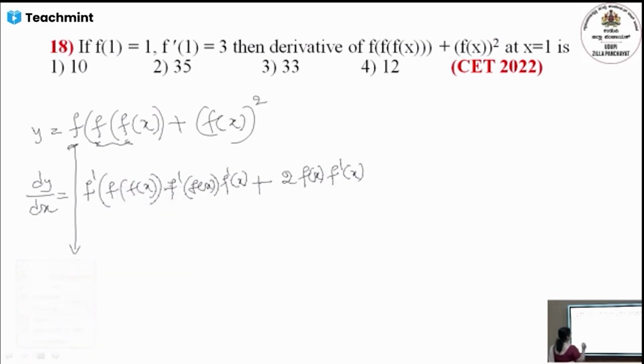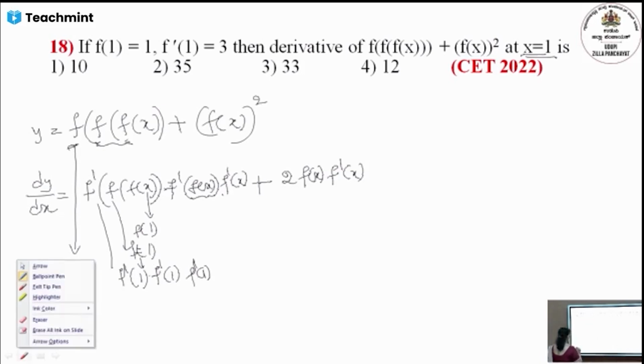So what I get now, I need to find the derivative at x equal to 1. So for this, if I substitute 1, it will be what? f of 1. And how much is f of 1? It is given to be 1. So therefore, this again will become f of 1, which is 1. So this becomes f dash of 1 into, again this is 1, so it becomes f dash of 1. This will be f dash of 1. Just check if that is all right.